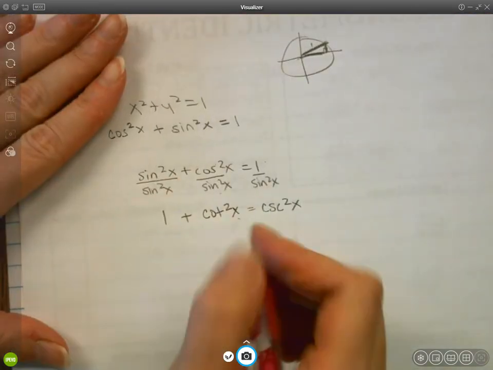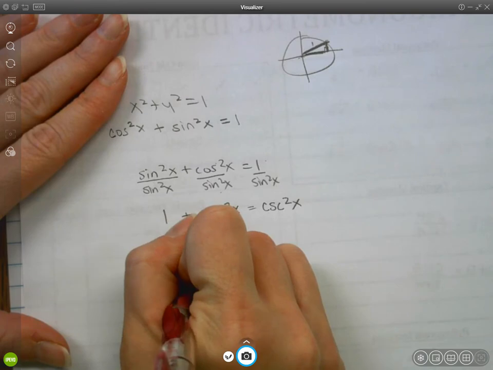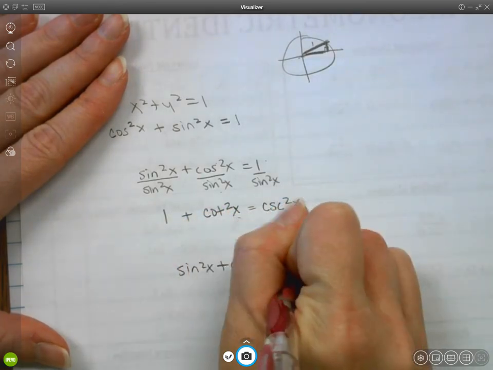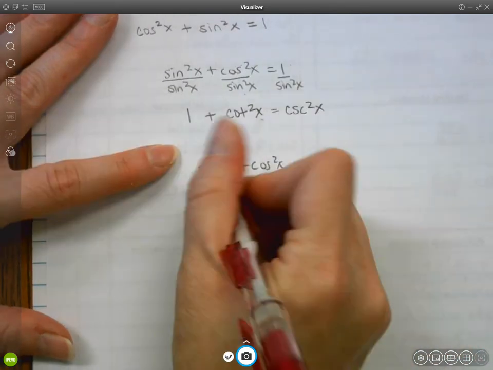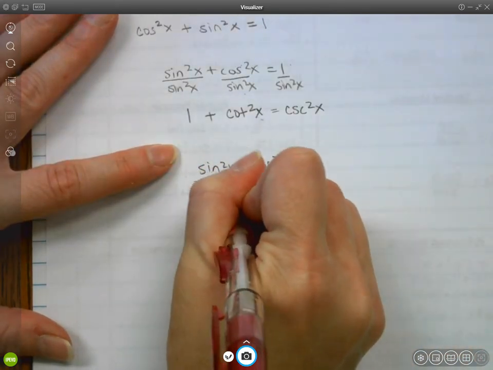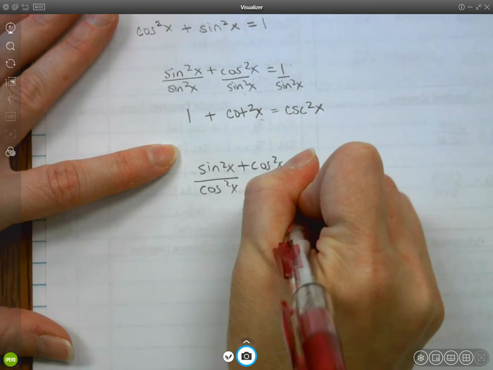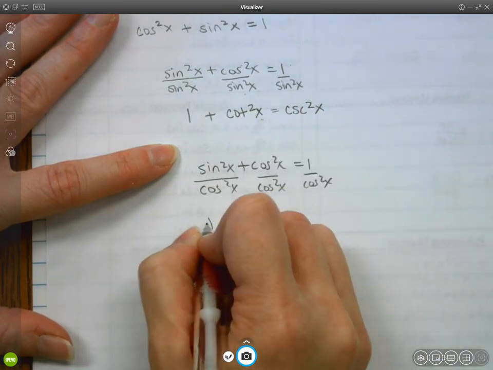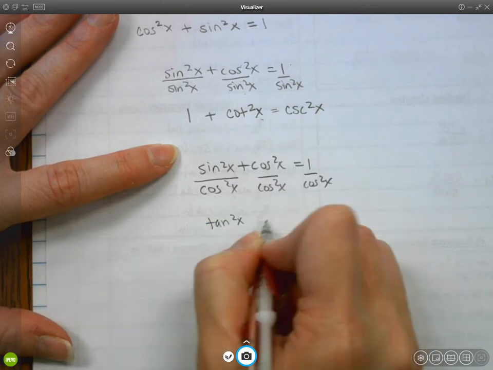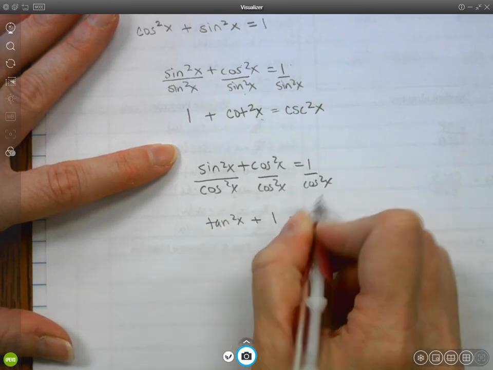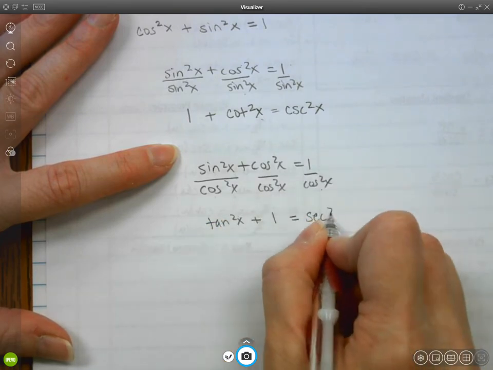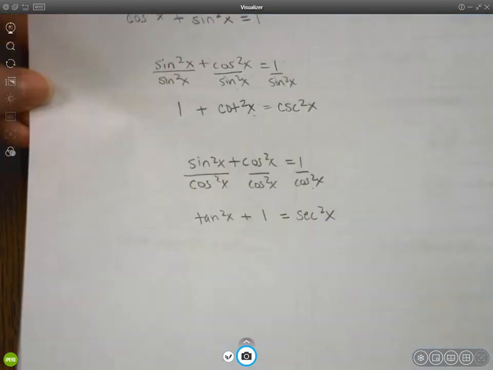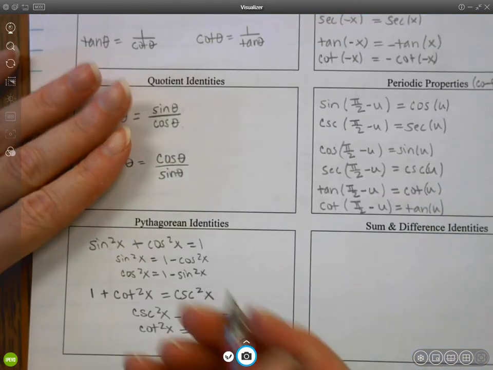All right, so if I go back to my sine squared plus cosine squared is equal to 1, this time if I divide everybody by cosine squared, then sine over cosine is tangent, so we'll have tangent squared plus 1 is equal to 1 over cosine is secant, so secant squared. So tangent squared plus 1 is equal to secant squared. That's your third Pythagorean identity.